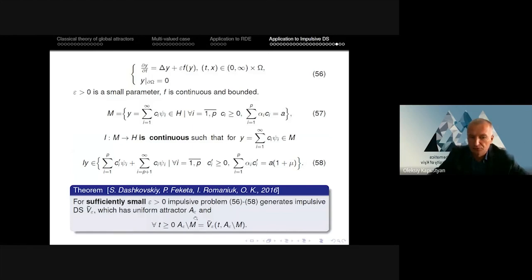And it can be proved that for sufficiently small epsilon, this reaction-diffusion equation with impulsive parameters M and I, where the only requirement is that this impulsive map should be continuous, so this is the only additional requirement, has the following property: our uniform attractor A epsilon has an invariant non-impulsive part. So this is a candidate for the classical global attractor for this problem.